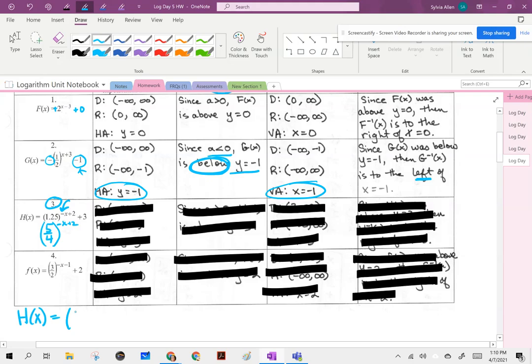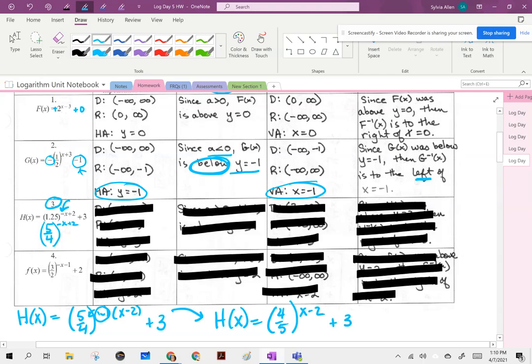So that means it's going to be 4/5 to, well, before I do that, let's factor out a -1, right? So 5/4 to the -1 times x minus 2, and then plus 3. And what I want to do is take that -1 and apply it here. So that means my h of x becomes 4/5 to the x minus 2 plus 3. Okay, so I'm getting rid of that -1 exponent by flipping the base.